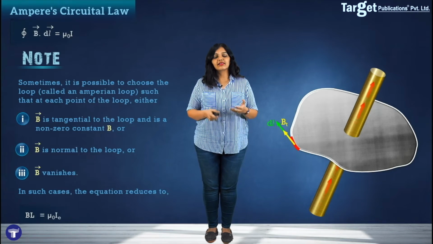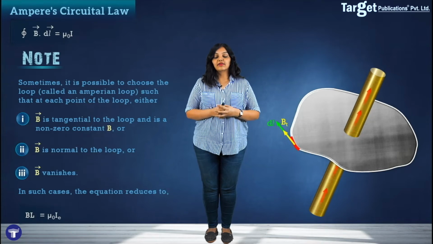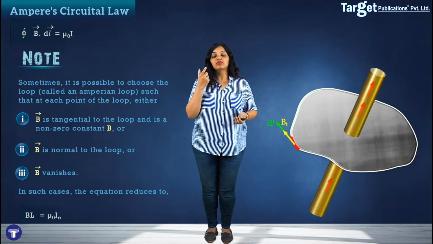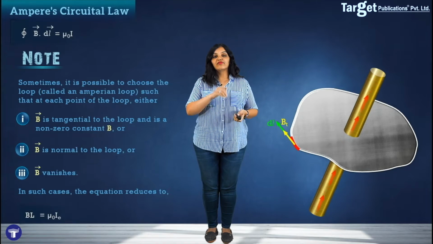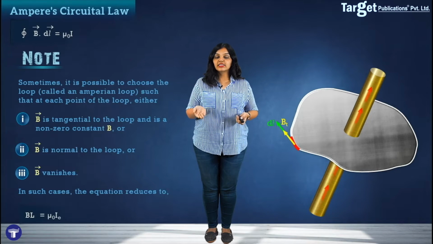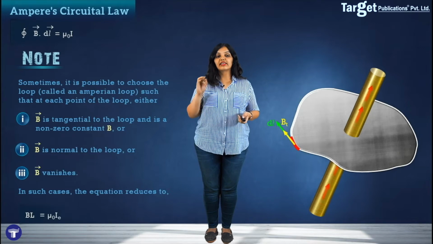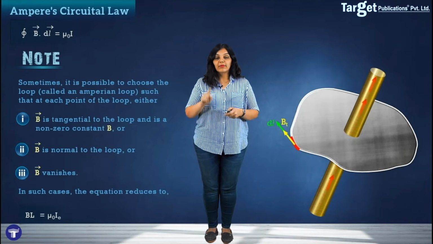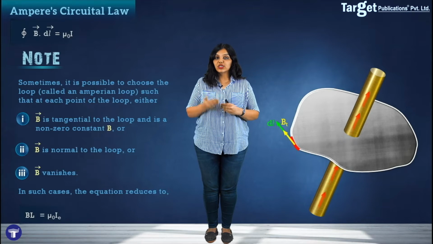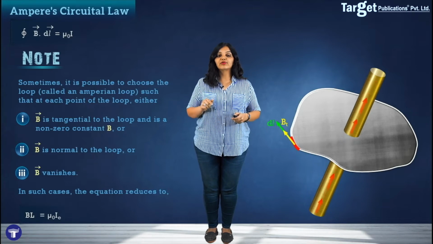In the second and third cases, of course, the value comes out to be 0, because Ampere's law contains a dot product of B and dl, and if B is normal to the loop or B itself vanishes, you'll either have cos 90, which is 0, or the value of B is 0. So in cases 2 and 3 the value comes out to be 0. But in case 1, that is when B is tangential to the loop, the equation reduces to BL is equal to mu naught I_E.